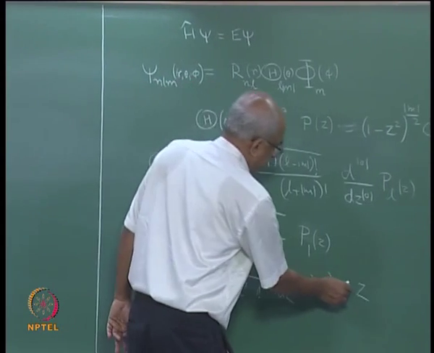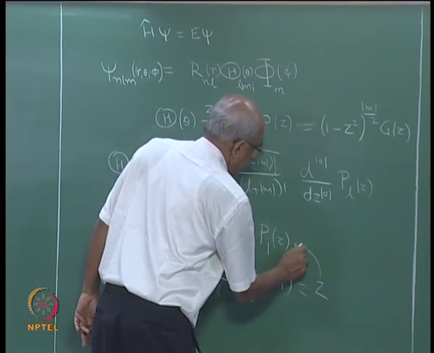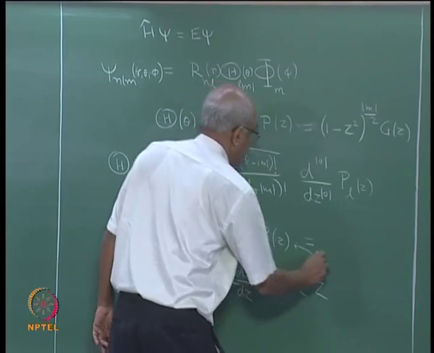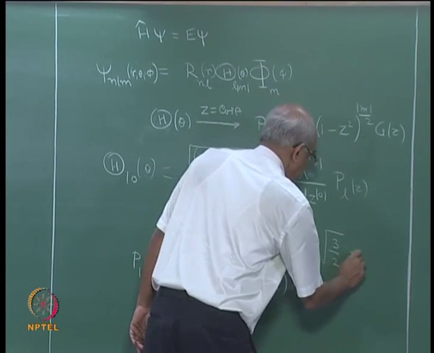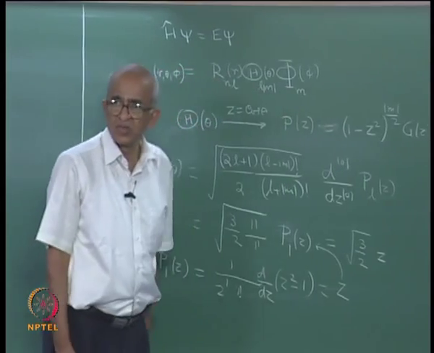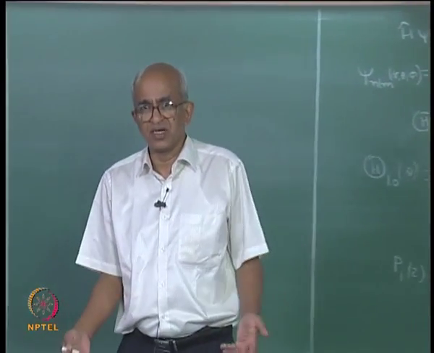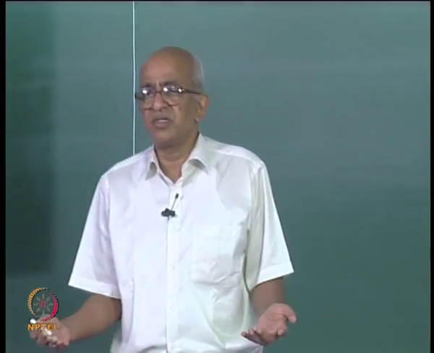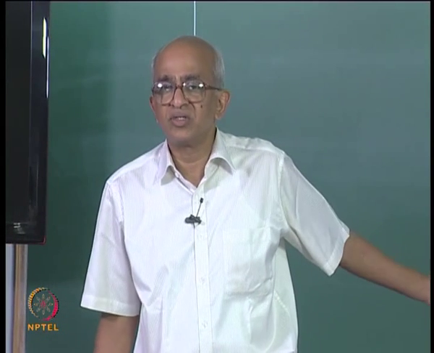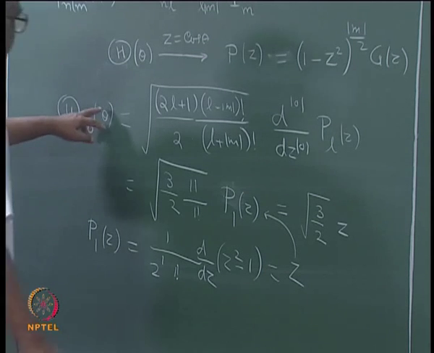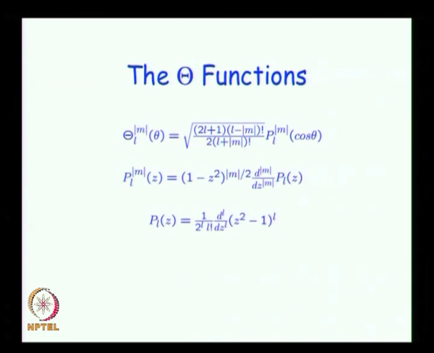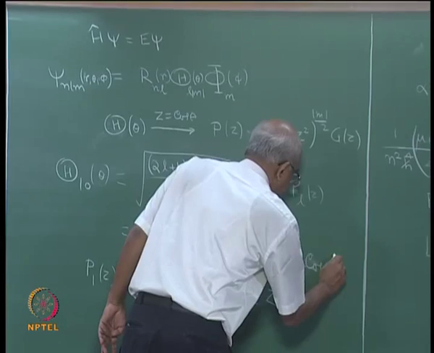And so, what is theta 10? This value of P1 of z may be put back here, and so the answer is going to be square root of 3 by 2 into z. The answer, as you can see, is fairly simple. Square root of 3 by 2 into z. What is z? Z is nothing but cos theta, because z is our variable that we had introduced, and therefore theta 10 of theta is actually simply square root of 3 by 2 cos theta.